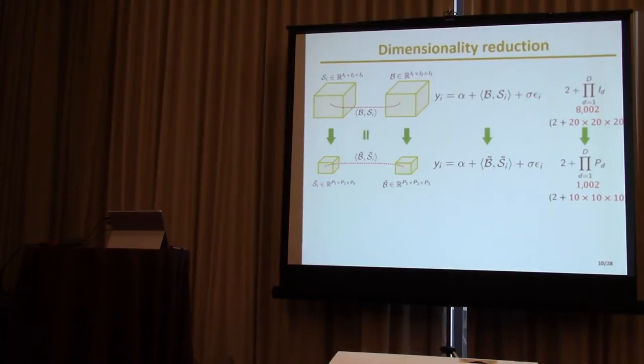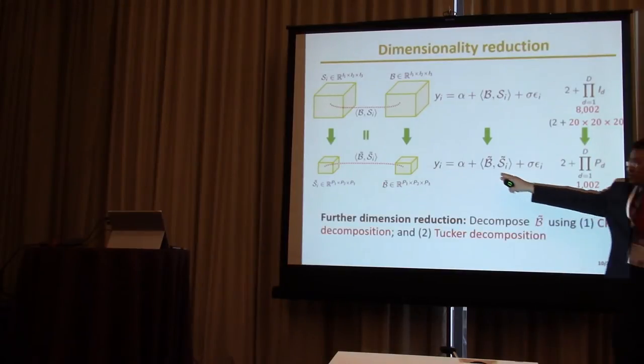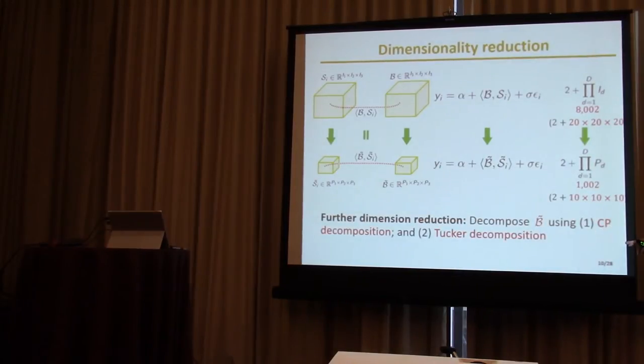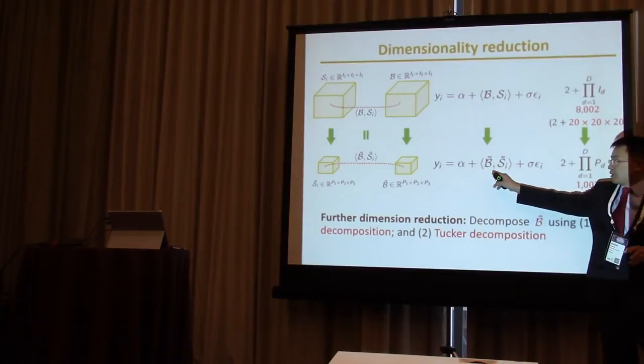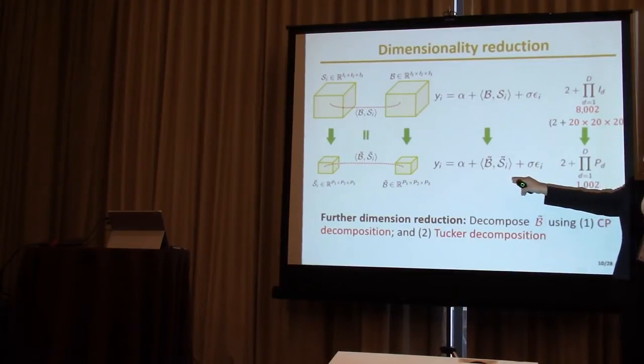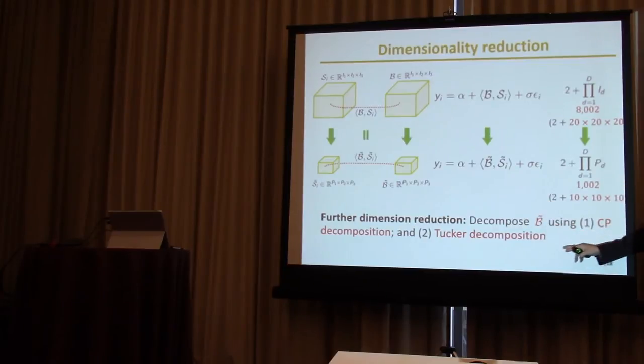So what we can do is use some multilinear dimension reduction on the coefficient tensor. For example, use CP or Tucker decomposition to decompose this coefficient tensor. So instead of estimating the tensor itself, we can estimate these decompositions. So in the following slides, I'm going to first introduce what the CP decomposition is and how to use it to further reduce the number of parameters in our model.